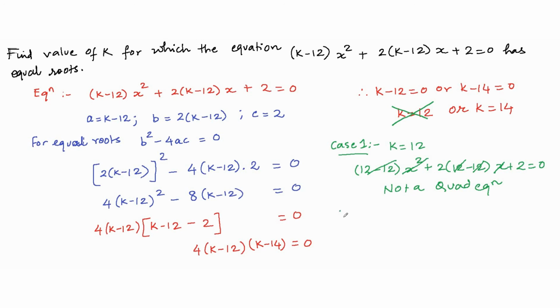Now let's check what happens when k is equal to 14. So k equal to 14 would make the equation: 14 minus 12 is 2, so it becomes 2x square. 14 minus 12 is 2, 2 2s are 4, so it becomes plus 4x plus 2 equal to 0, or in other words, x square plus 2x plus 1 is 0, dividing everything by 2. And yes, this remains a quadratic equation. Therefore, k equals 14 is one valid answer.